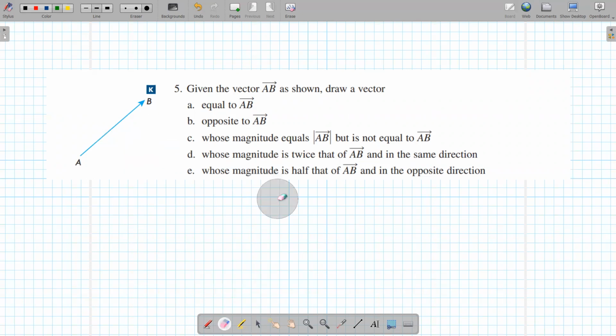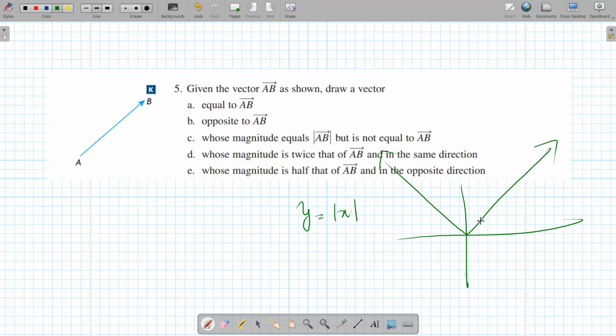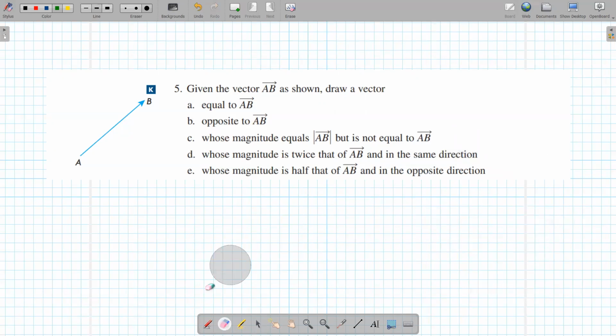C, whose magnitude equals AB but not equal to AB. You see this symbol here? Do you have any idea what this symbol means? It's the absolute value symbol. So this is actually a function: y equals the absolute value of x. It looks like a V, very similar to x squared, the quadratic parabola, except this one is pointy. Quadratic is curved, but it has the same exact properties. What does it actually do? It always gives you the positive number of a function.